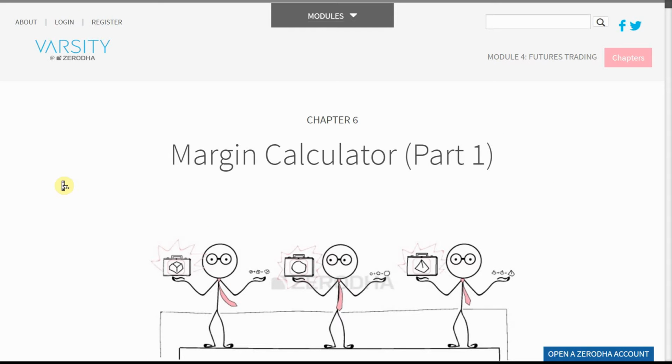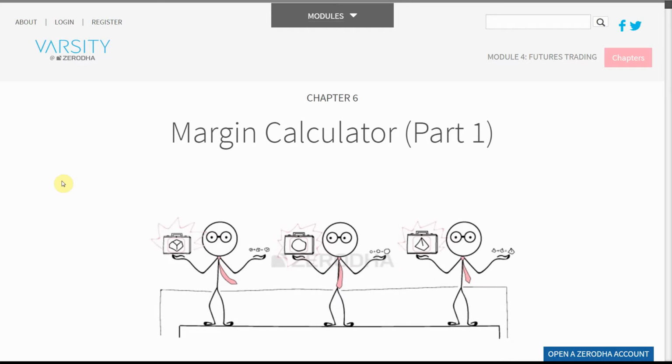Open a Zerodha account. Chapter 6. Margin Calculator, Part 1. 6.1 The Margin Calculator.